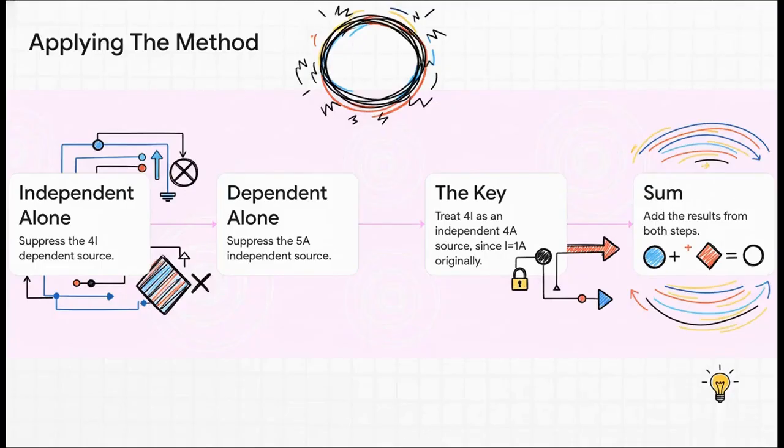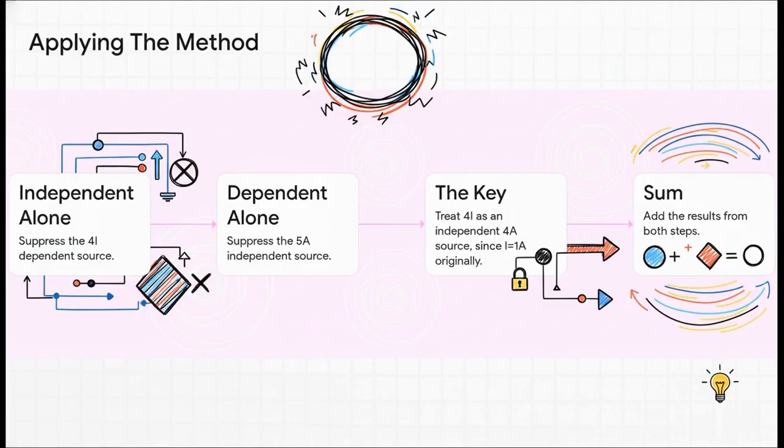Okay, now let's apply Leach's method step by step. First, we'll figure out the contribution from the 5 amp independent source, which means we suppress the dependent source for now. Then we do the opposite. We look at the contribution from the 4I dependent source, so we suppress the 5 amp independent one. But here's the crucial third step, the magic trick. We don't let I go to 0. Remember, from our original analysis, we know that I is 1 amp. So we're going to treat that dependent source as if it were a totally independent 4 amp source.